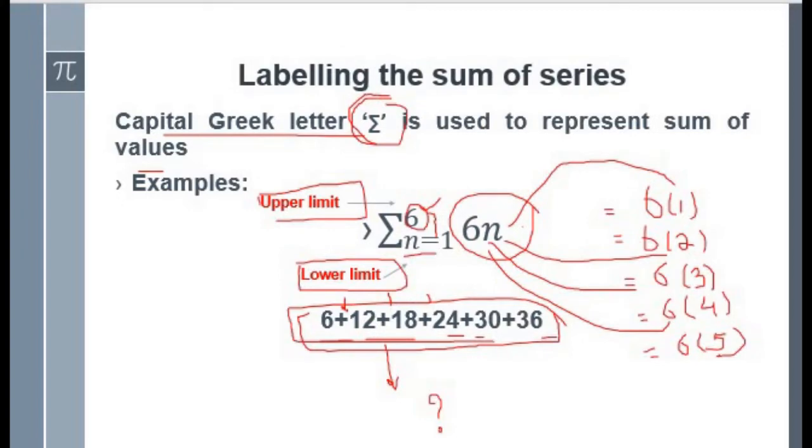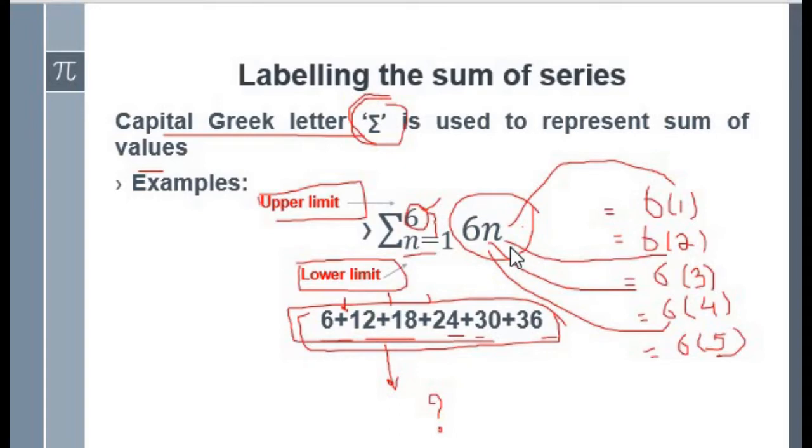So let's see how we can label the sum of a series. Sigma notation provides us a concise and convenient way of writing long sums. Sigma is a Greek letter, and it is used to represent the sum of values. So let's see the example. The sigma stands for sum.